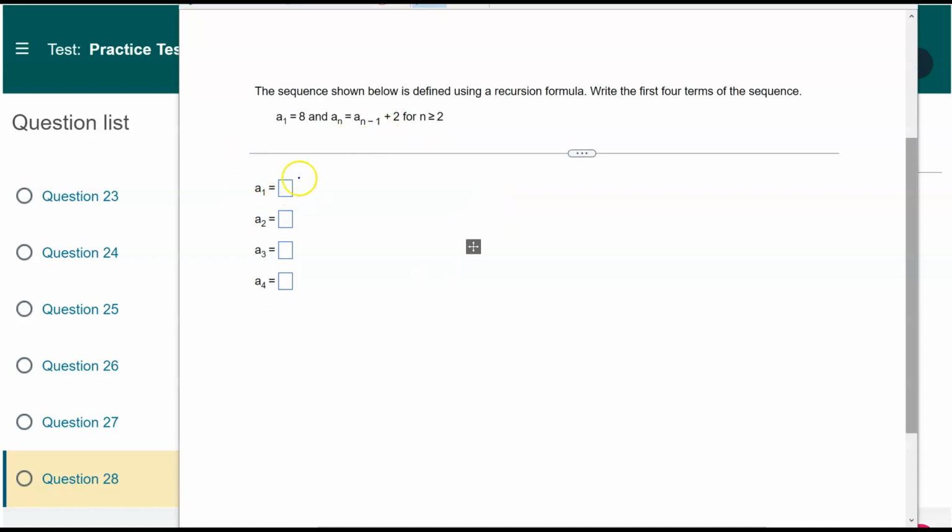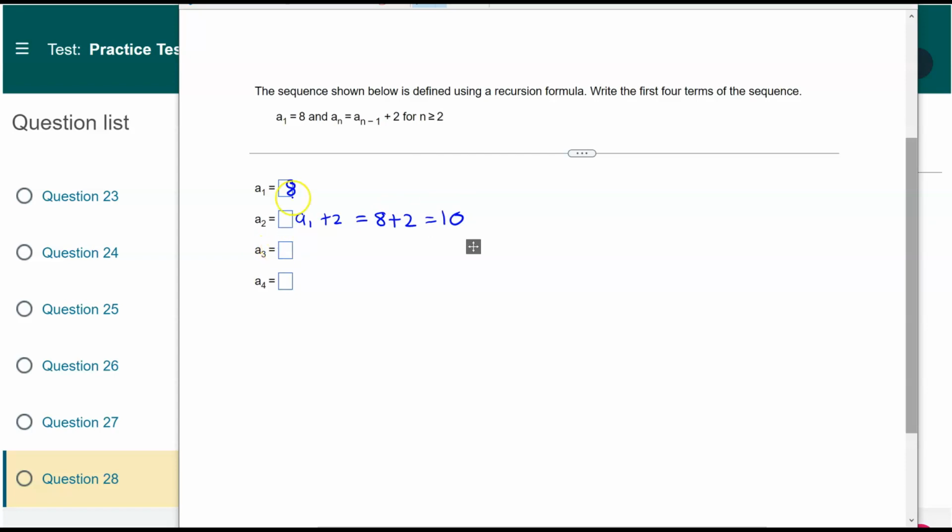All right, so a sub 1 is already given. That is equal to 8. So just copy 8. Now a sub 2, that means you replace n here by 2. So you will have a sub 1, that is just a sub 1 because it's 2 minus 1, that is equal to 1, plus 2. But what is a sub 1? 8. So that's 8 plus 2, and that is equal to 10.